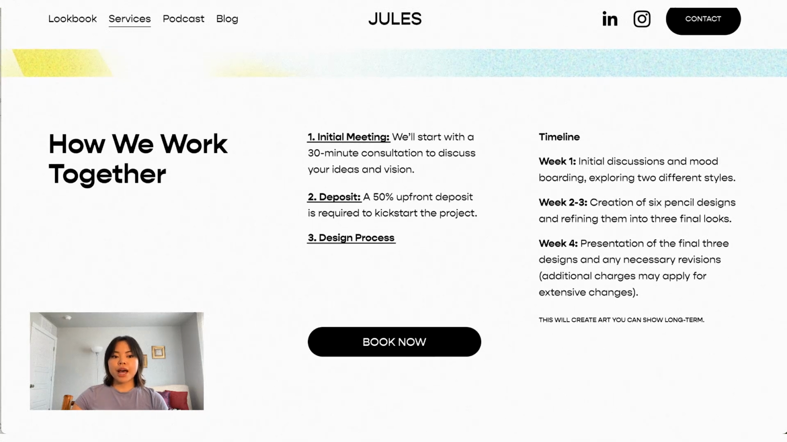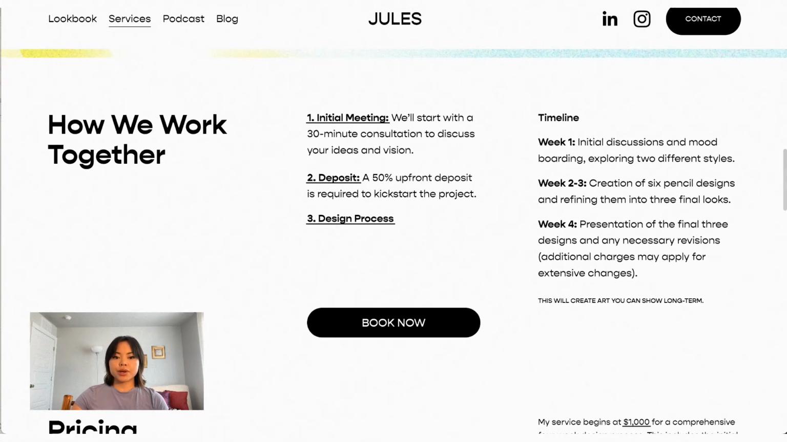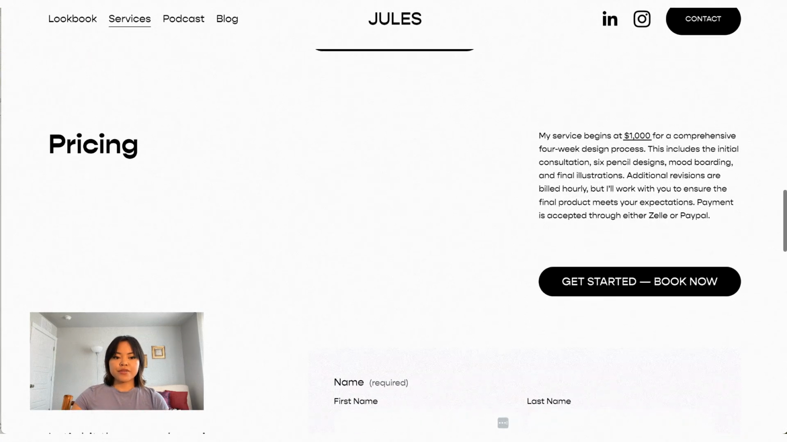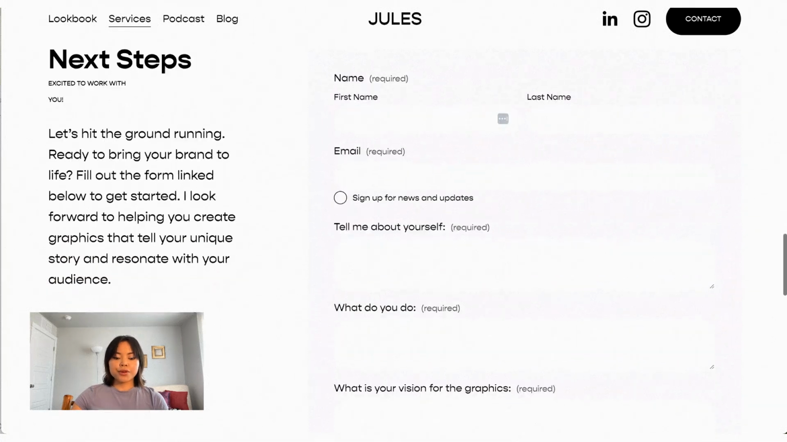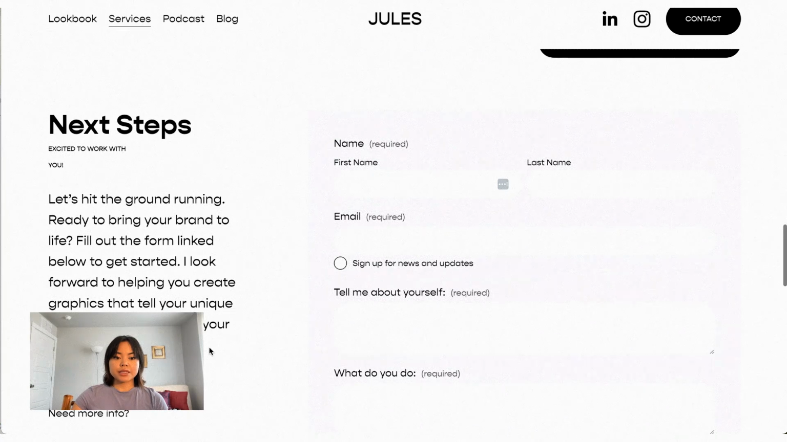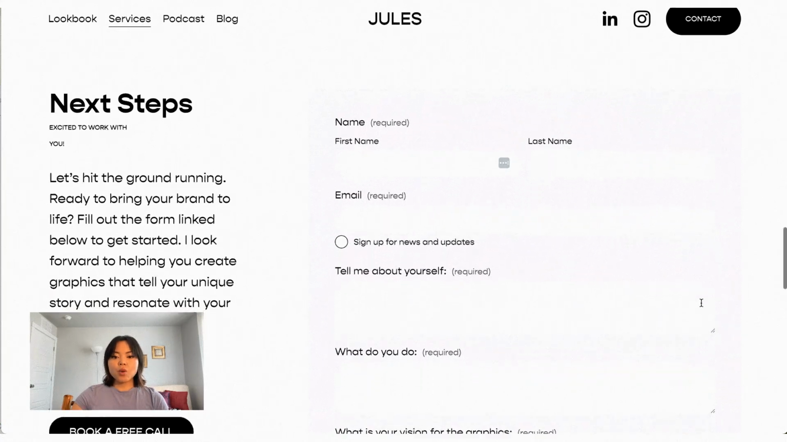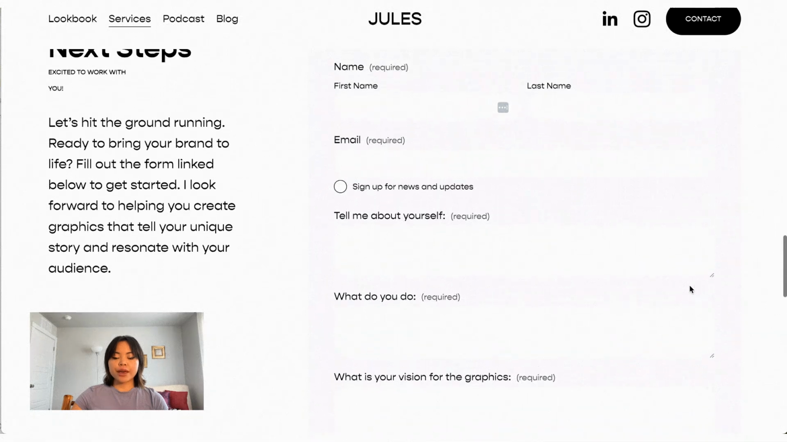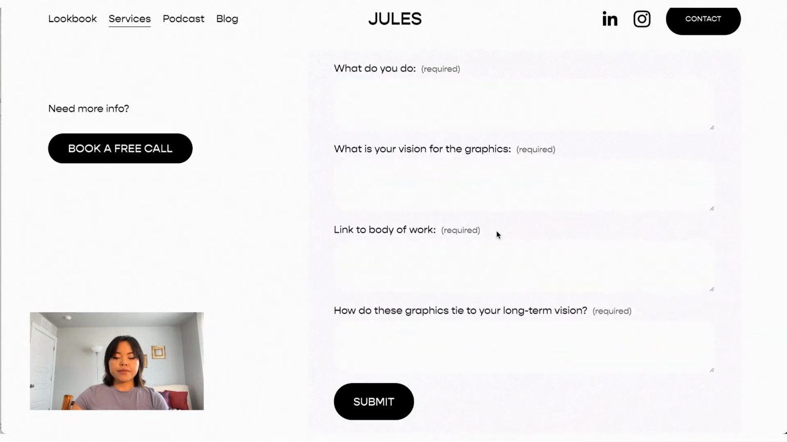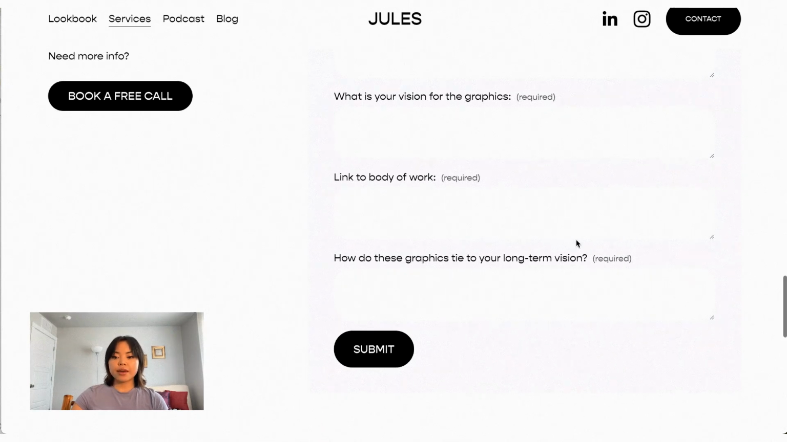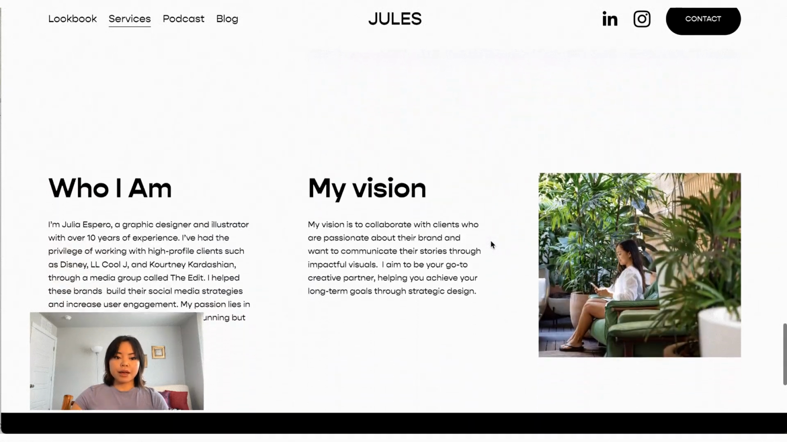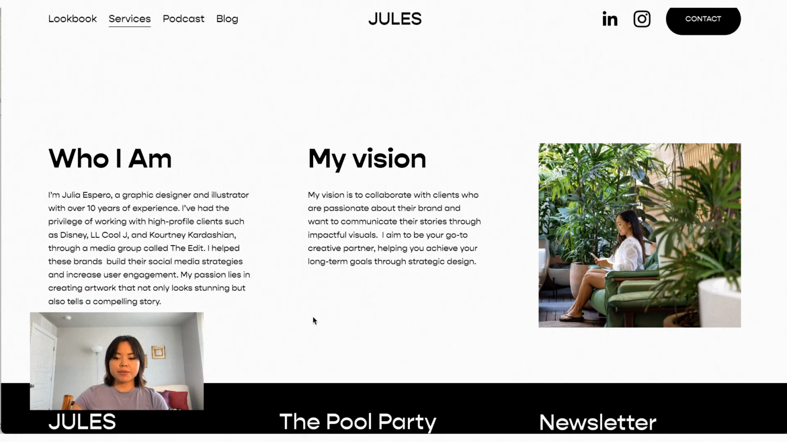And everyone is a little bit different. So some people prefer to have more information on how the process will go, an initial meeting, a deposit, and then the design process. I also have information on pricing. And then next steps are simply to book a free call. So this is where we would discuss what the goals are. But if someone wants to fill out more information right away, who they are, and then their visions for the graphics or link to the body of work, for example, if you're a musician, you can send me your website or your SoundCloud, ideally websites. You could submit that and then I would read it. And it also has some information at the bottom too about who I am.